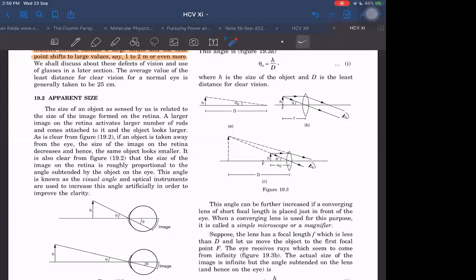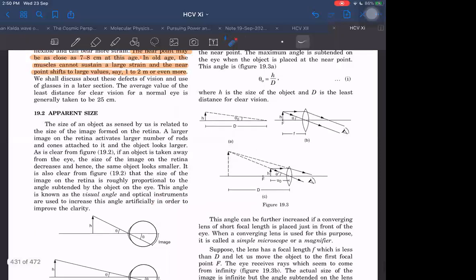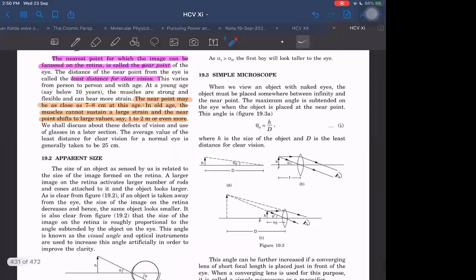Therefore, we don't define simply height of image upon height of object. That definition will be wrong. That way we should not define. How should we define them? We define in terms of angle. When we view an object with naked eye, the object must be placed somewhere between infinity and the near point. The maximum angle is subtended on the eye when the object is placed at the near point.